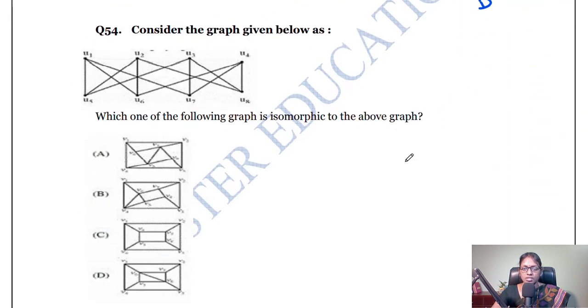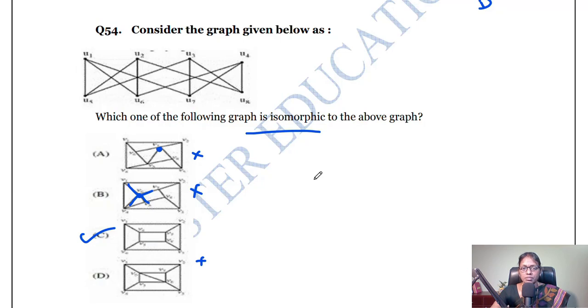The next question is, consider the graph given below. Which one of the following graphs is isomorphic to the above graph? See, U1, U4, U6, U7. If you draw like this, 3 edges are there, so 1, 2, 3 must be there. Here it is 4, so you can remove it. This one contains 1, 2, 3, 4, degree 4, but here all the vertices have only 3, right? So you can remove this, and this. So option C is the correct answer.